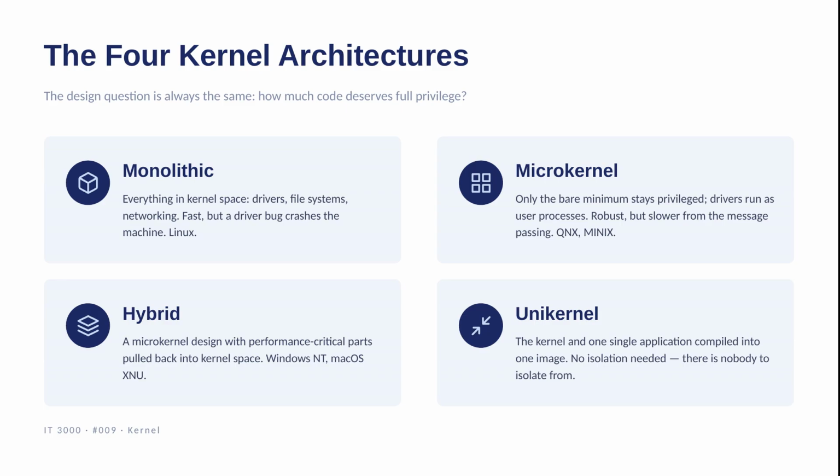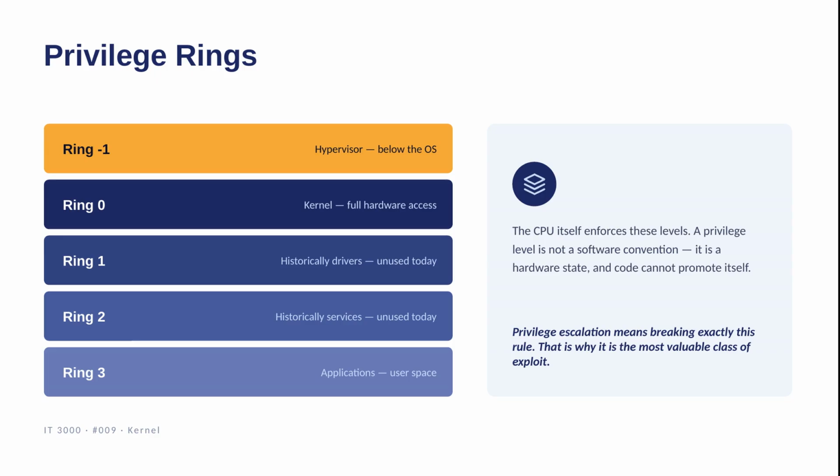A microkernel, like QNX, says keep the privilege core tiny and push drivers out to user space, trading speed for robustness. Hybrids like Windows NT and Mac OS split the difference, pulling hot paths back into the kernel, and unikernels drop isolation entirely: one app, one kernel, one image, because if there's nobody else on the machine, there's nobody to protect it from.